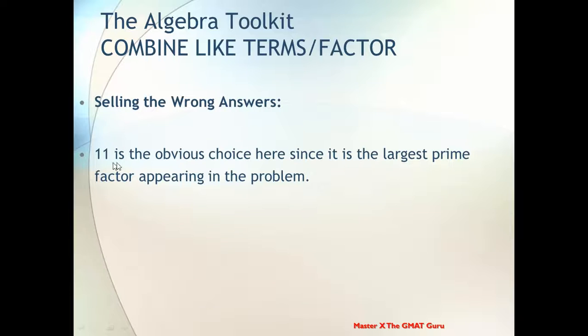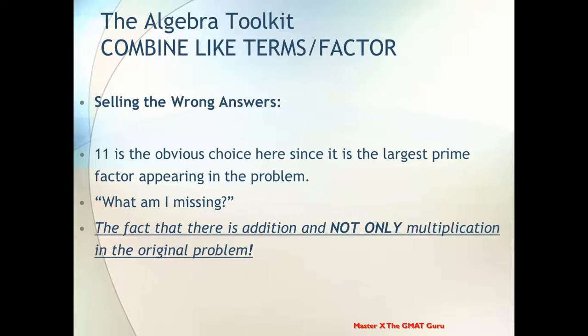In this type of problem, 11 is the obvious choice, since it's the largest prime factor appearing in the problem, right? So then you have to ask yourself, what am I missing? Could it be so easy? The fact that there is addition in this problem, and not only multiplication, is in the original problem. 11 would be the greatest common factor only if it was a multiplication problem, but it wasn't. You had addition, remember? So you had to factor something common out of that.